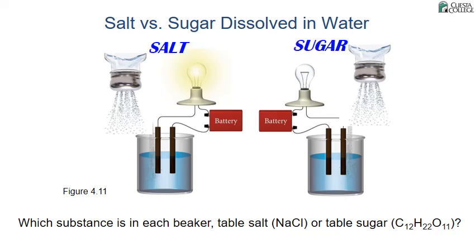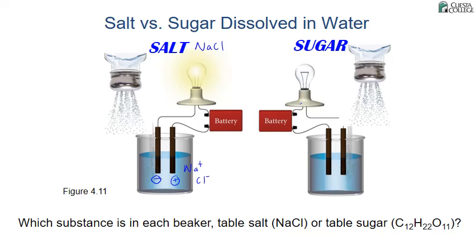The answer, of course, is that salt was in the beaker on the left, as the salt, or sodium chloride, dissolves in the water. It would form Na+ ions and Cl- ions, and those ions would move in response to the electric field generated by the battery. The positive ions would move towards the negative electrode, and the negative ions would move towards the positive electrode.